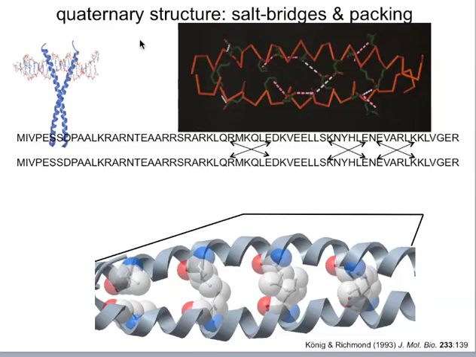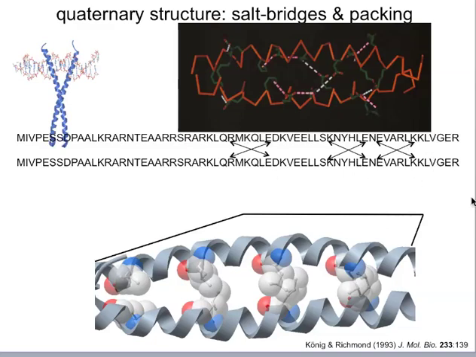So the structure in this case is held together in a quaternary fashion by interactions that cross from one polypeptide chain to another. So that's the salt bridge part of it here, and you can see here's a lysine and a glutamic acid here, and then a glutamic acid-lysine interaction here. So overall, six salt bridges holding these two helices together.